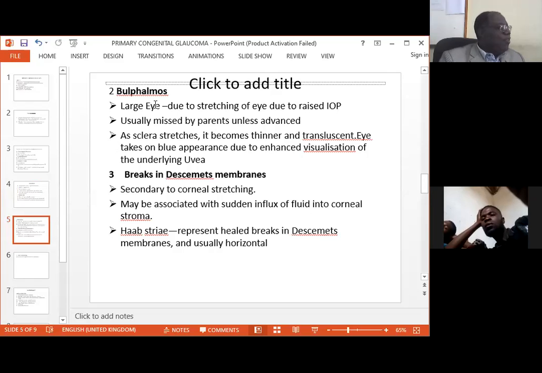Bull thymus is called bull thymus because you have an eye as big as a cow's. The eye gets enlarged. That's a bull thymus. You know, large eye due to stretching of the eye due to raised intraocular pressure. The eye affected will be big. The other one, if it's not affected, looks smaller, but that's the normal one. The child can see with that eye, can't see with a big eye.